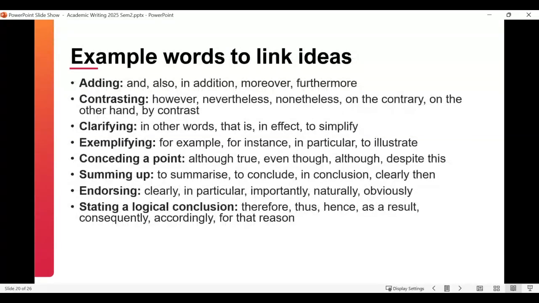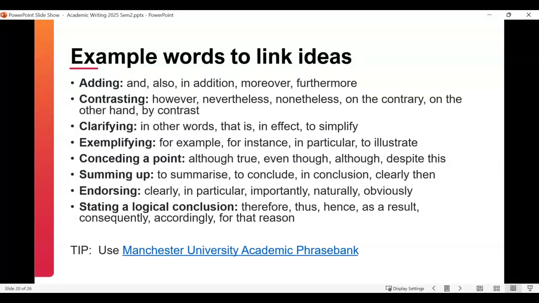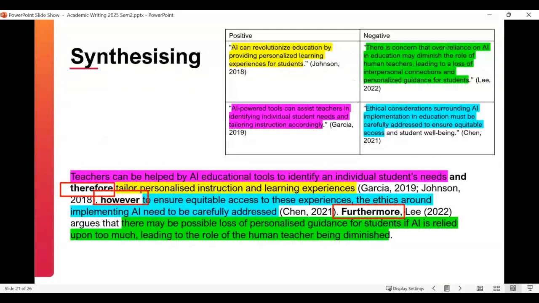Then you need to link those ideas together. So you basically say contrasting: that group says this, but the other group says this, or summarizing, endorsing. So you use words to link those ideas together. I'm going to come back to that later.